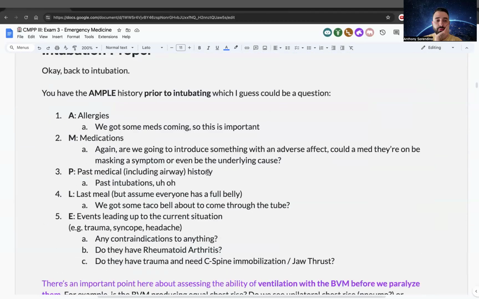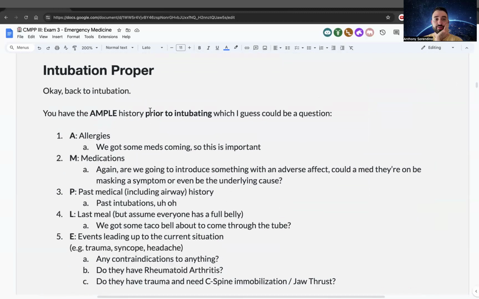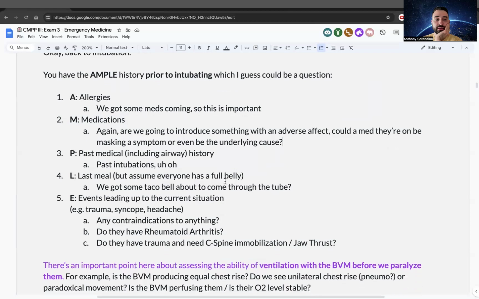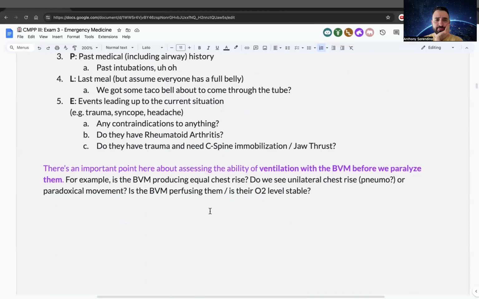I guess know what AMPLE stands for. I don't know, kind of self-explanatory, but you want to do this prior to intubating, right? Are they allergic to the sedative or the paralytic that we're about to give them? Are they already on some type of medication like a benzo or something? So that's going to be important.